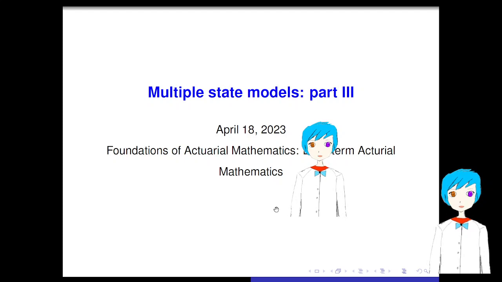Hello everyone, thanks for coming, and today I would like to give a review of the last part of the chapter, multiple state models.